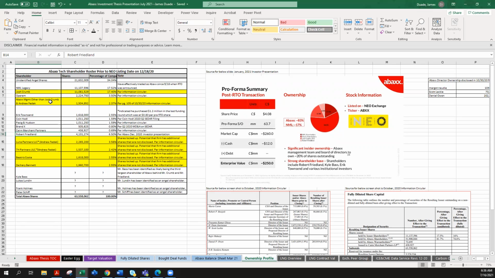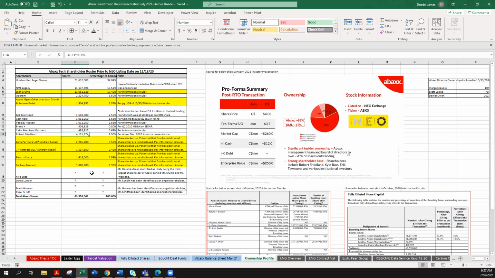Then you have the other management, not including Josh Crum or Andy Fedak. Andy Fedak has Luna Partners LLC and 7H Partners ULC, and they own several million shares between the two of them. And you also have some notable angel investors like Kyle Bass, Lucas Lundeen. It's never been disclosed what they own, but we know that Kyle Bass is likely the second largest shareholder in Abaxx. Robert Friedland, it was mentioned in December or January, owned about 6.5% of the company. So you've got a pretty good shareholder roster.